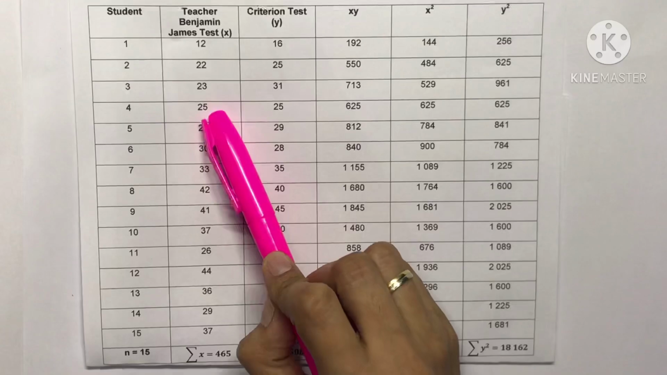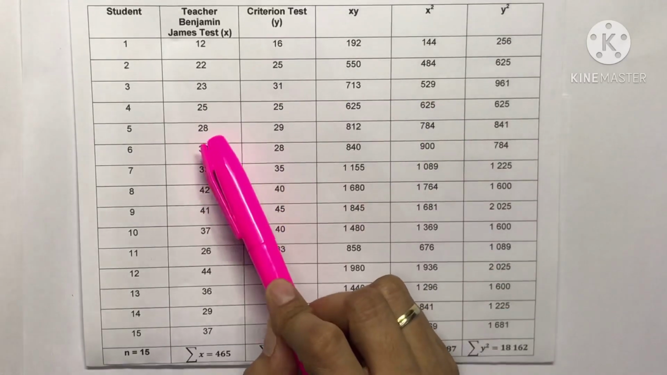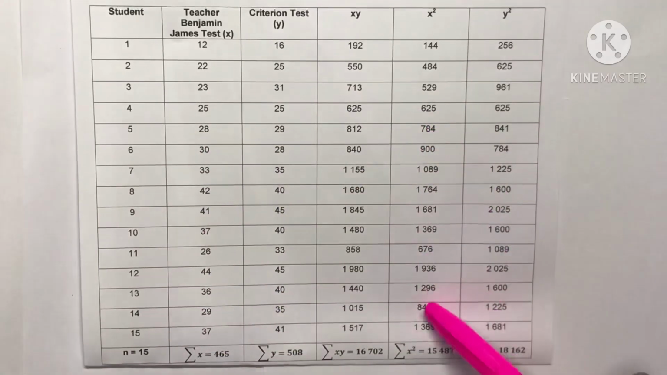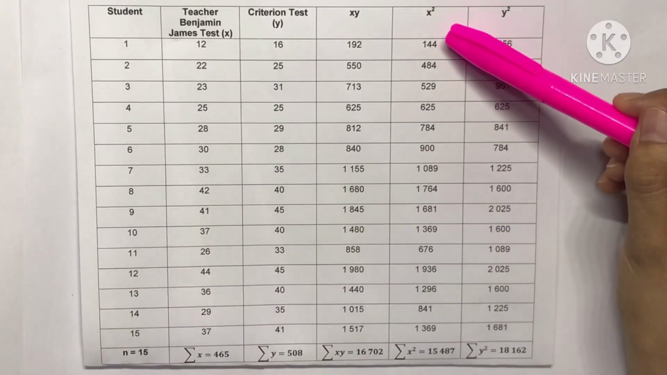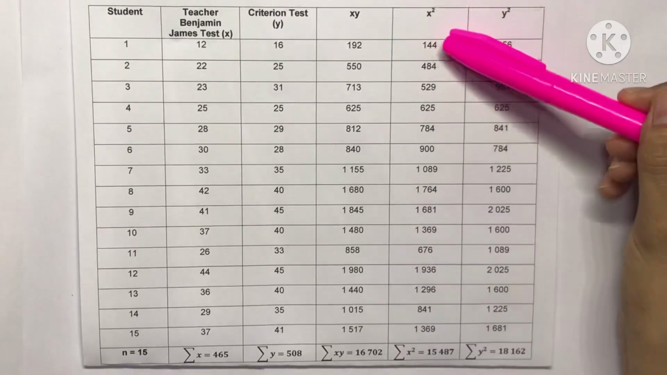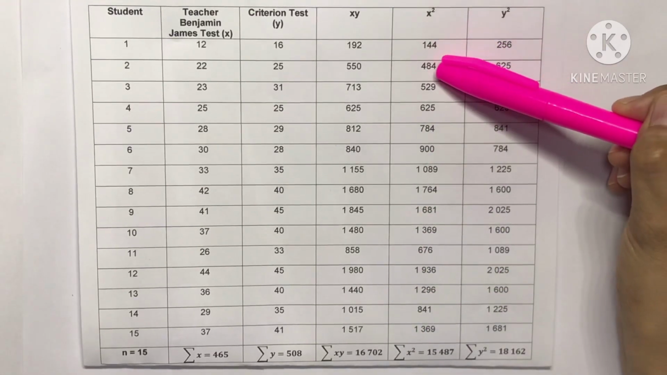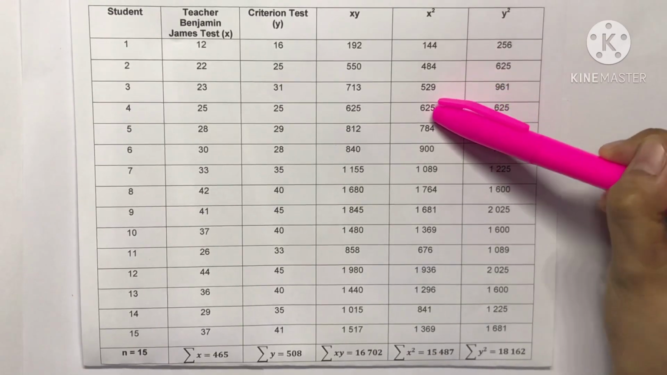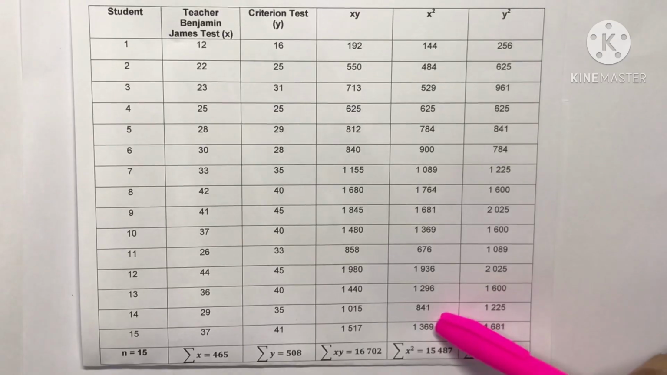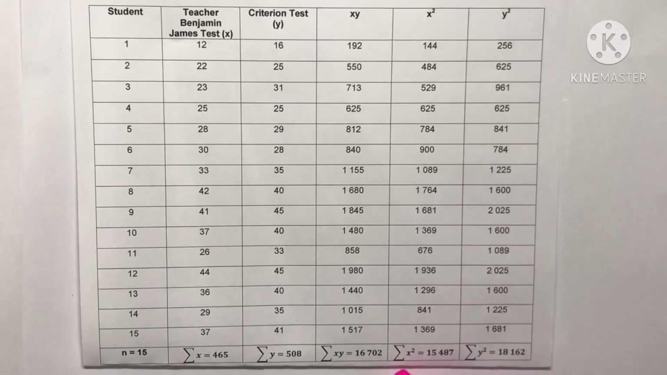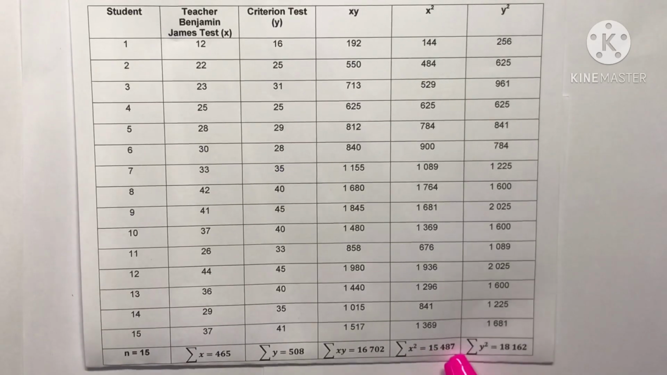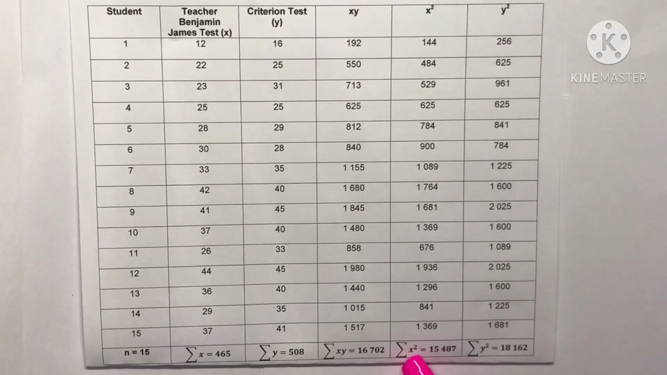So 25 times 25, 625. 28 times 28, 784, and so on. So we will get the total of this. We will add 144 plus 484 plus 529 plus 625 up to 1,369. So we get the total of 15,487. So the summation of x squared is equal to 15,487.